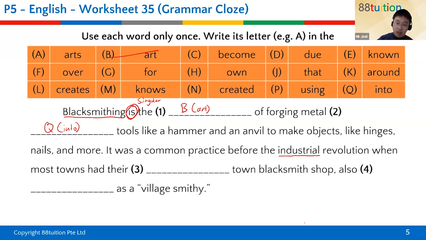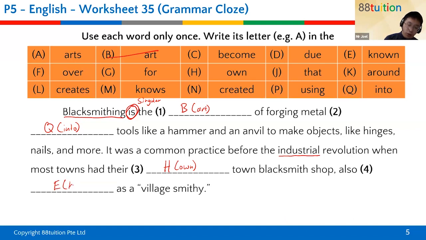So it was a common practice before the Industrial Revolution, when most towns had their own blacksmith, right? So every town had their own blacksmith. If not, the people there can't live very well. They won't have all the metal tools to use to build their fences, right? To build the houses and stuff like that. Also, it was known, right, as a village smithy, right?